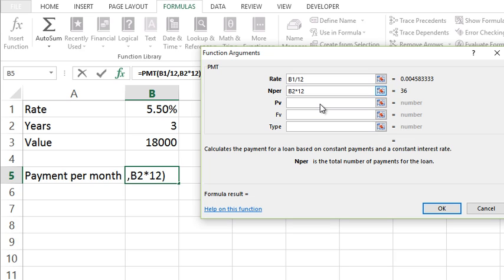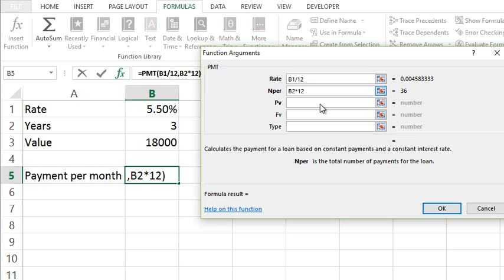PV, don't know what that is. So I go down and look, it says it's the present value. It's the amount that you borrowed. Okay, sounds good. So that's in B3. Then there's two other ones here. I want you to notice that they're not bold. If a function argument is ever not bold, it means they're not required. So you don't actually have to fill this in.